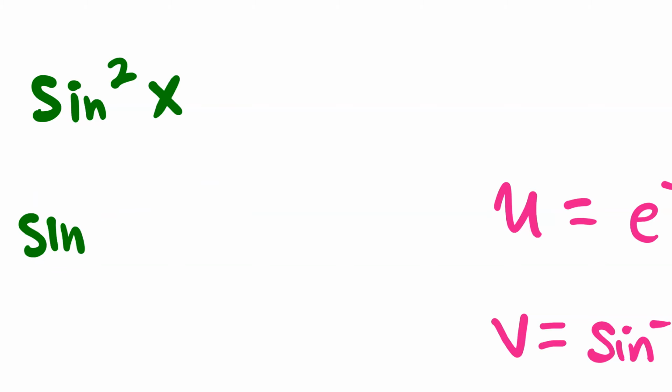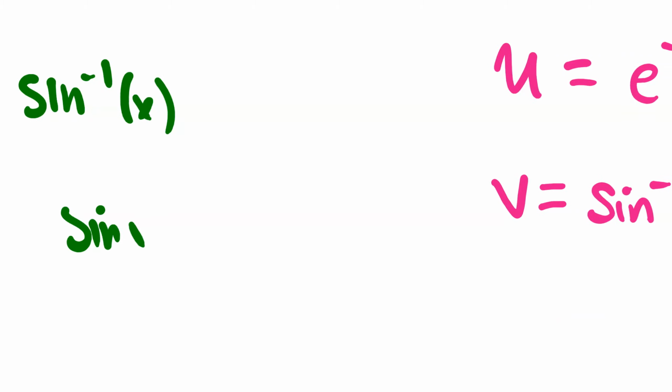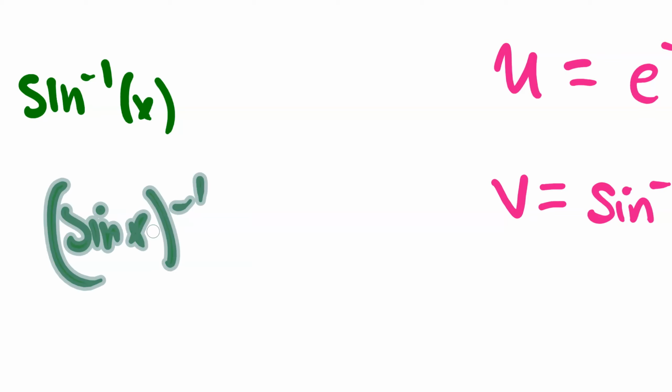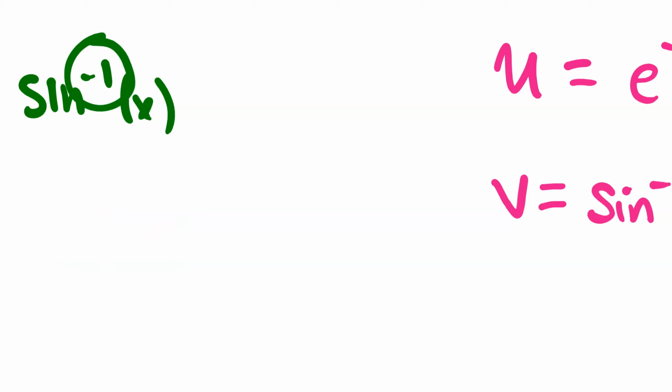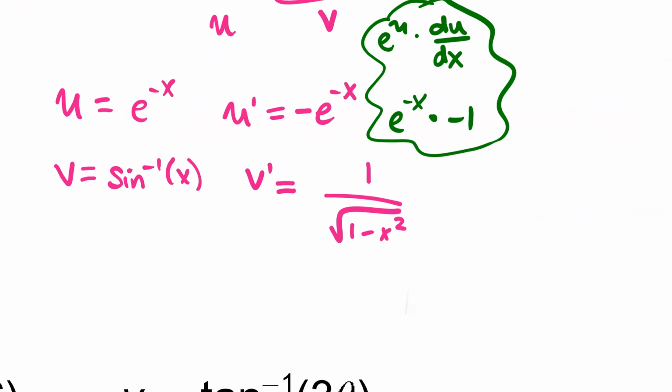But the issue is, if we have sine inverse of x, can I write this as sine of x to the negative one? No, that's not the same thing. I can't just write it that way, because this is denoting an inverse function, not a negative 1 power. This is the inverse function, so it's a sine inverse. That's what you have to memorize. This is one of the two things you have to memorize.